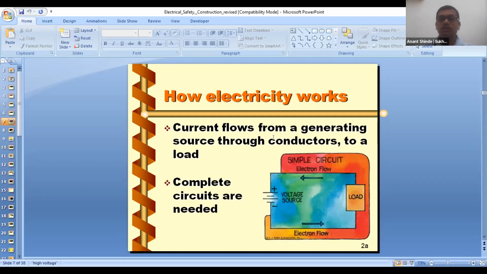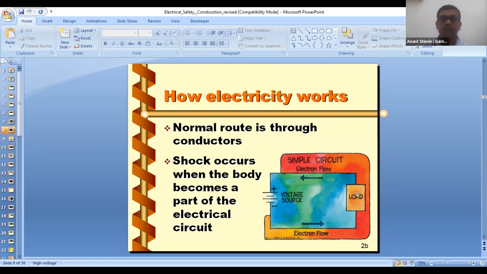How does electricity work? The current flows from the generating source through the conductor to the load. A complete circuit is needed. This is a simple circuit of electron flow. First is the positive source and second is the negative. The flow is from left to right through the load. This is how electricity works. Third is the normal route, which is the conductor.